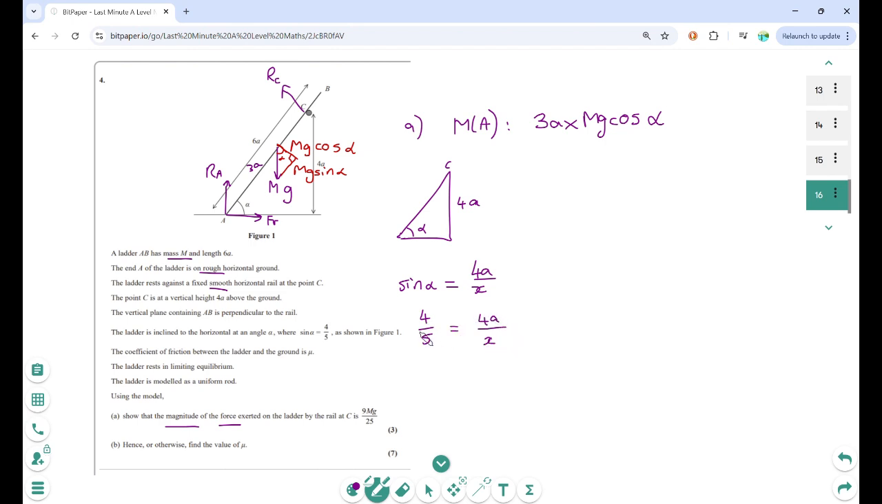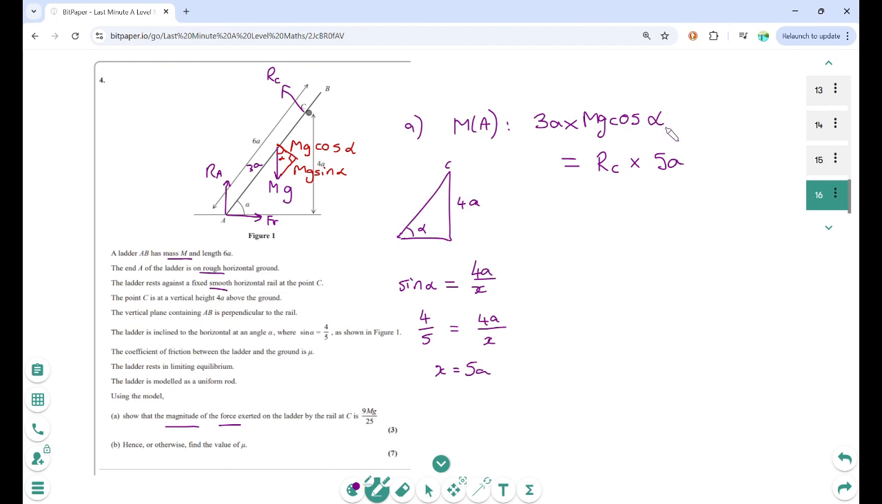And you might be able to tell from this straight away, they've just multiplied the top by a, so the bottom is going to be 5a, which gives our distance from A to C is 5a. So when we go into our moment, we've got our original moment, and then our second moment from RC is going to be the force RC times the distance, which is 5a.